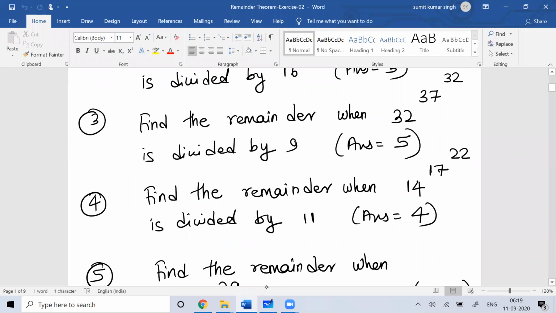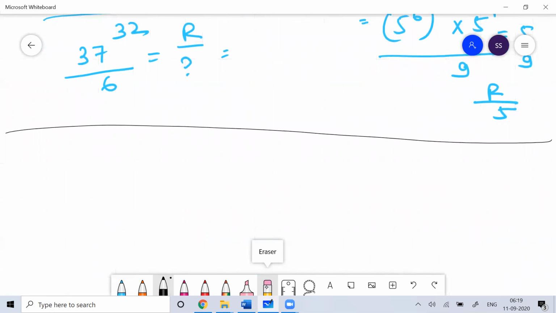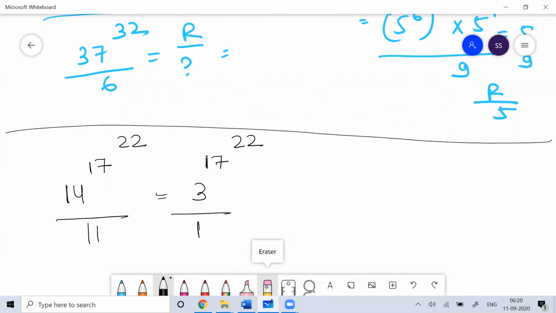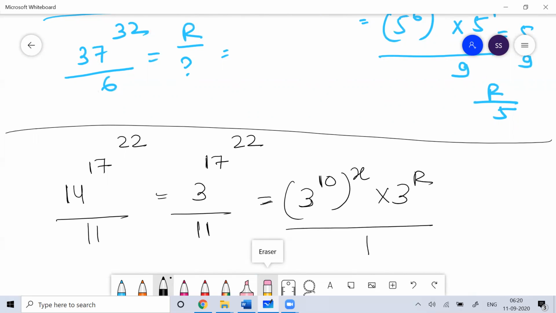Find the remainder when 14 to the power 17 to the power 22 is divided by 11. So when 14 to the power 17 to the power 22 is divided by 11, 14 divided by 11 leaves 3. So I can write 3 to the power 17 to the power 22 divided by 11. Okay. The totient of 11 is 10. So I can write 3 to the power 10 to the power x into 3 to the power r, modulo 11.